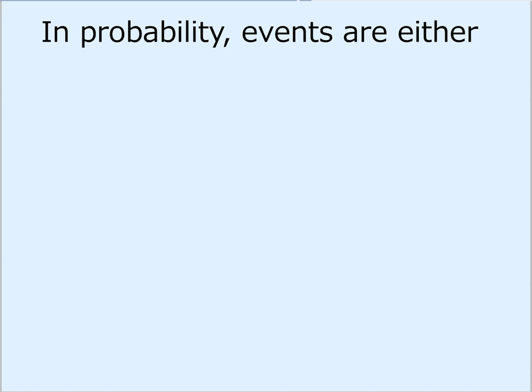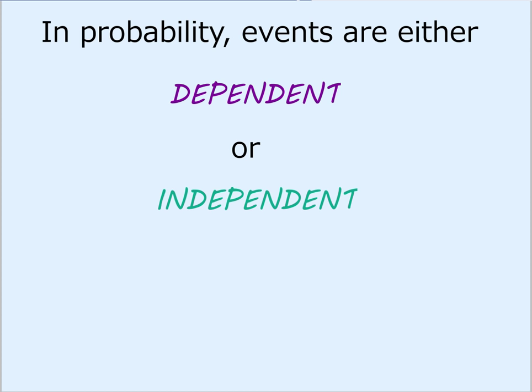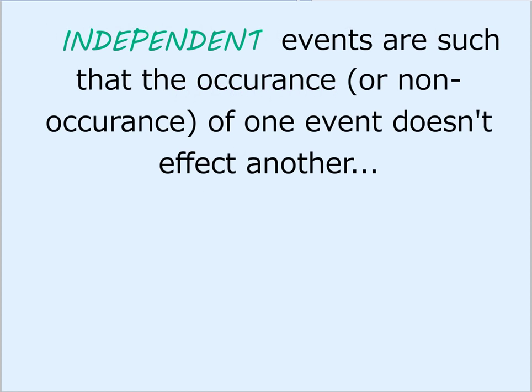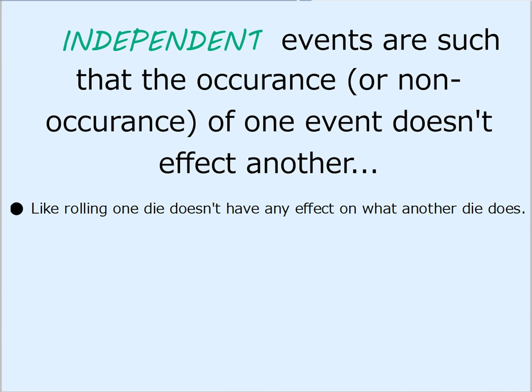In probability, events are either dependent or independent. We're going to define those next. An independent event is one where the occurrence or non-occurrence, right, it either happens or doesn't happen, of one event doesn't affect another. So let me give you some examples. If I roll one die, that die is not going to have any effect on what another die does when I roll it, right? One die doesn't affect another.